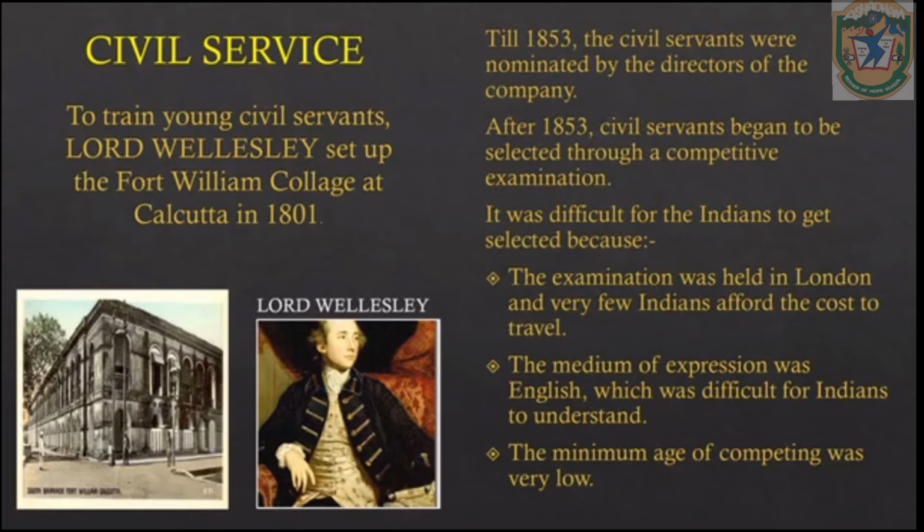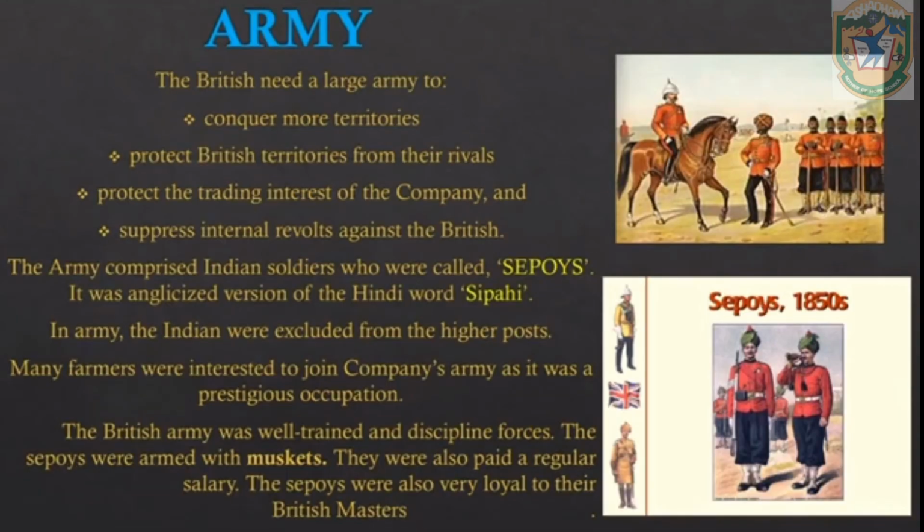Now, coming to the next agency, the most important pillar we can say for the administration. Army was one of the most important pillars of British administration in India because of the reasons given on the screen. The first one, the British needed a large army to conquer more territories, to protect British territories from their rivals, to protect the trading interest of the British, and to suppress the internal revolts against the British.